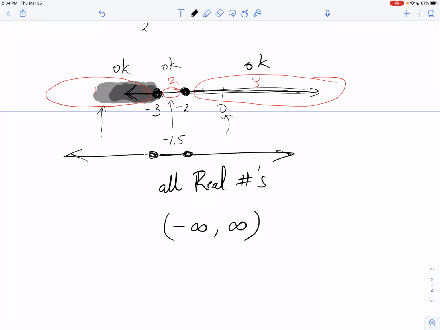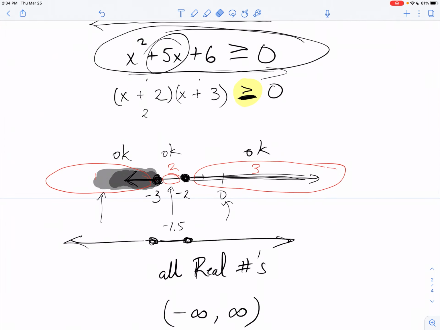Now, does that always work? No. You know what? If this symbol right here was going this way, none of my answers would work. Nothing would make this true. If nothing's true, then we give it the good old-fashioned null set, which means there is no solution to this problem. Now, here's the thing. That doesn't always happen with a quadratic inequality.